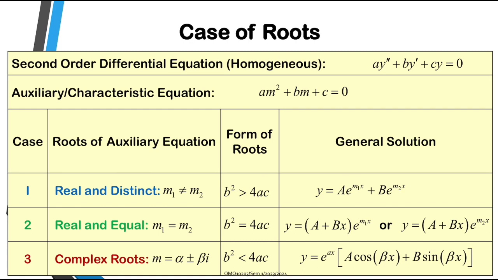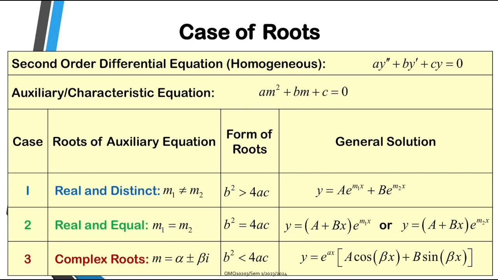This is the case if b squared minus 4ac is greater than 0, that is, b squared is greater than 4ac. If you get case 1, then the general solution is the linear combination y equals a e to the m1x plus b e to the m2x.